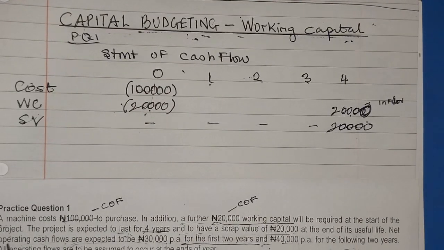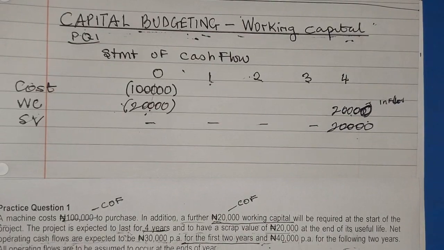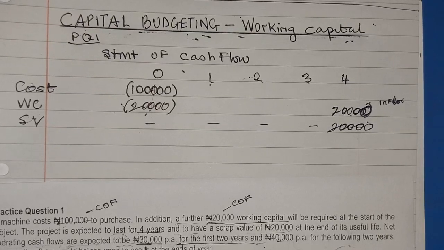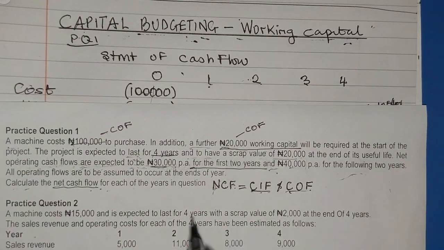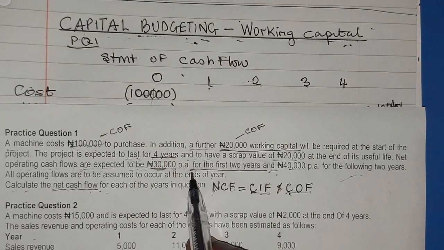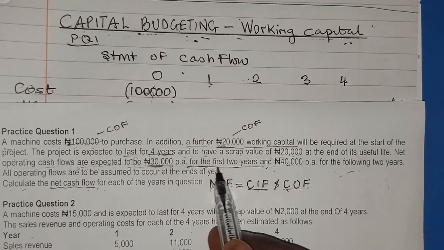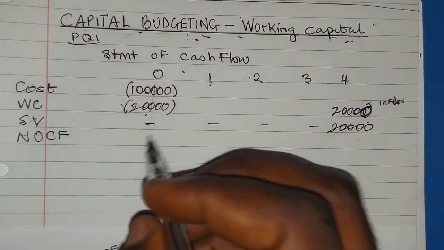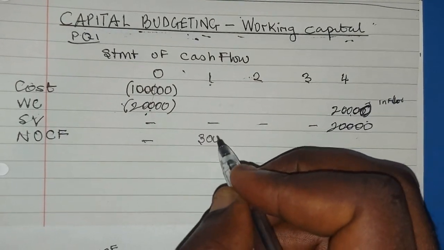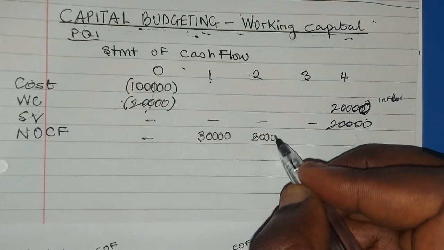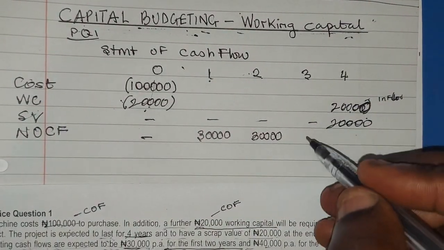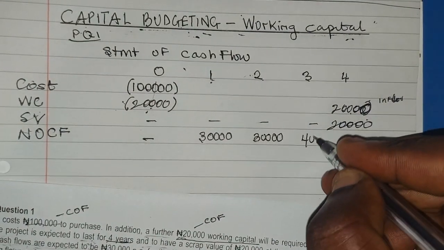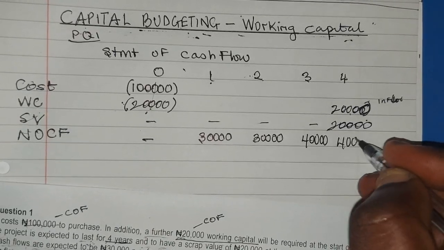They said net operating cash flows, okay, not cost. Net operating cash flows is to be 30,000 per annum. It is 30,000 per annum. Are you with me? For the first 2 years, okay. So we have net operating cash flows. All right. We start from year 1 as positive, year 2 as an inflow, then 40,000. Can you see that? 40,000 for the next 2 years, 40, then 40.